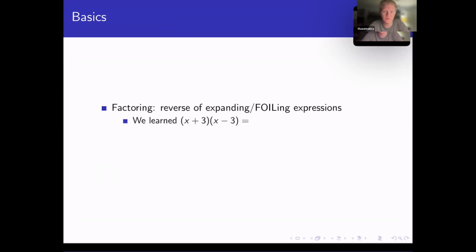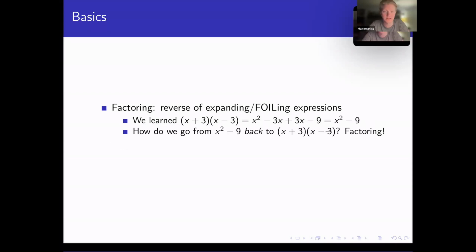We learned how to do x plus 3 times x minus 3. This is FOIL, so we do x times x is x squared, x times negative 3 is negative 3x, 3 times x is 3x, 3 times negative 3 is negative 9, and then we see that negative 3x and plus 3x can cancel out via combining like terms, so we can go from (x plus 3)(x minus 3) to x squared minus 9. However, how do we go back from x squared minus 9 to (x plus 3)(x minus 3)?